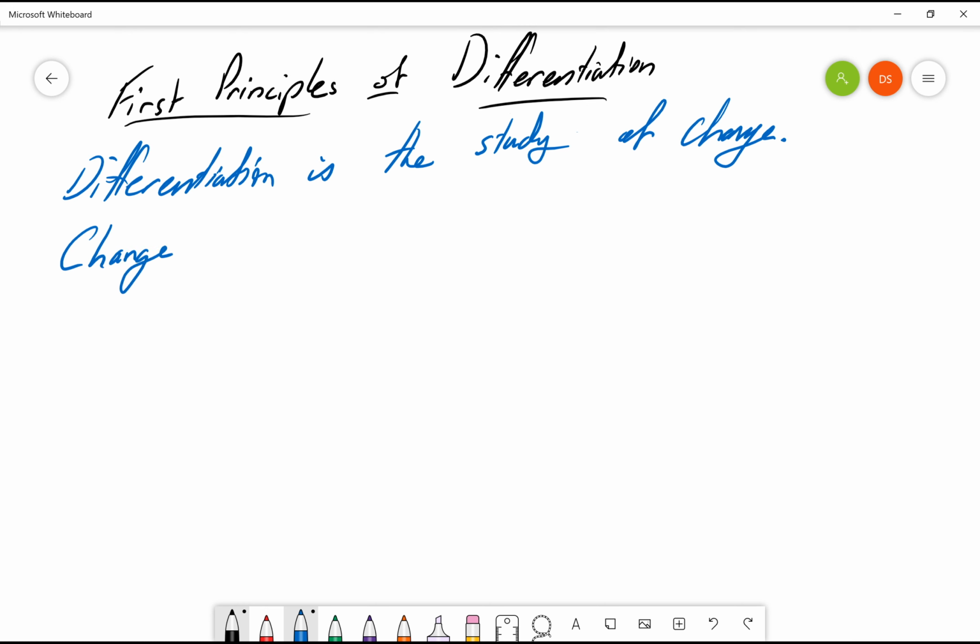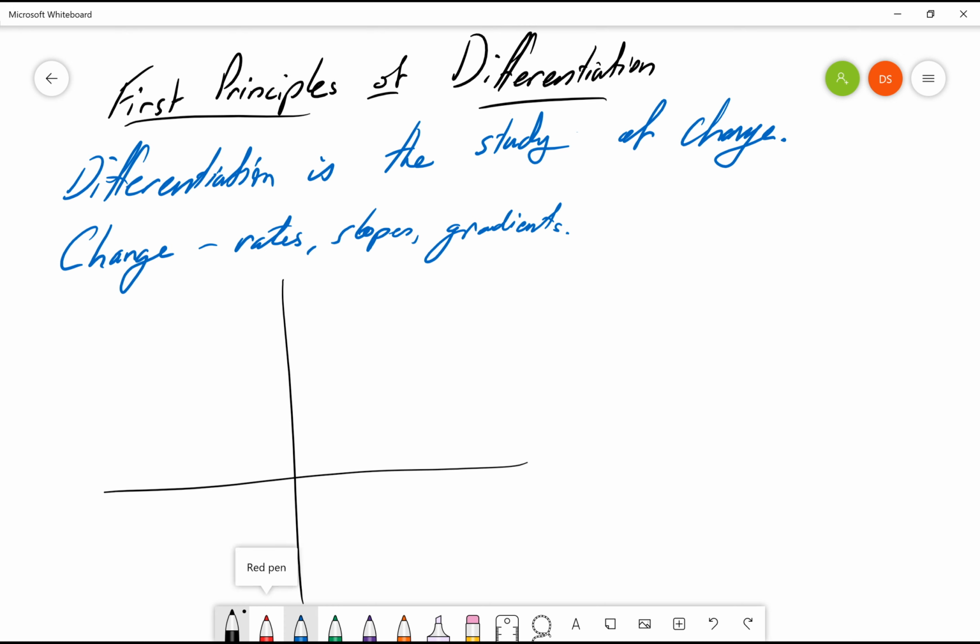Change for us has been in rates, slope used to describe change. How fast does something change? How quickly does something change? How steep is a curve? So that's what I want to look at. So I'm going to draw a rough sketch of a graph. Okay, here's a line.